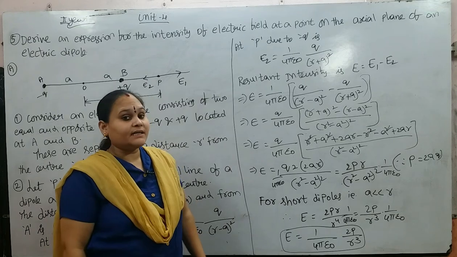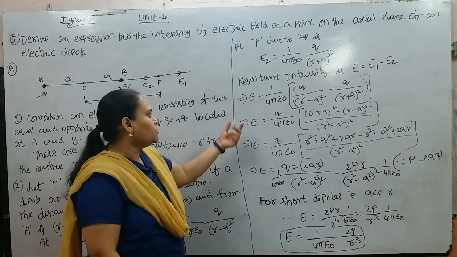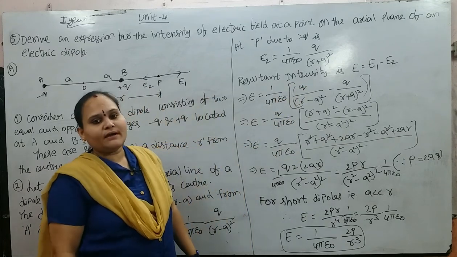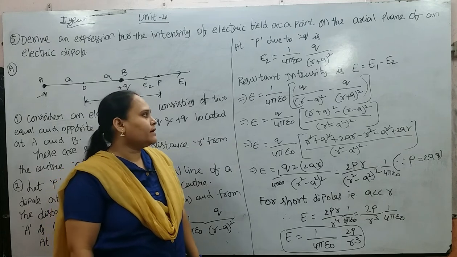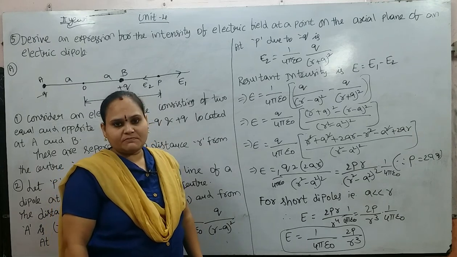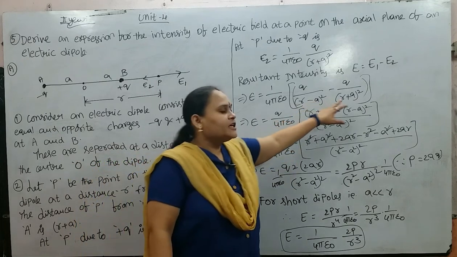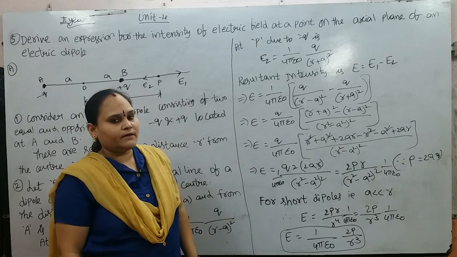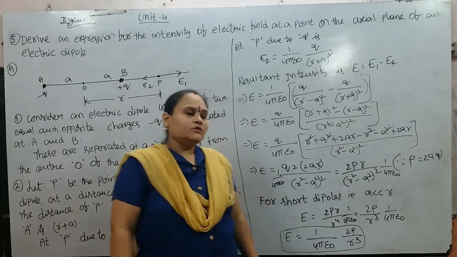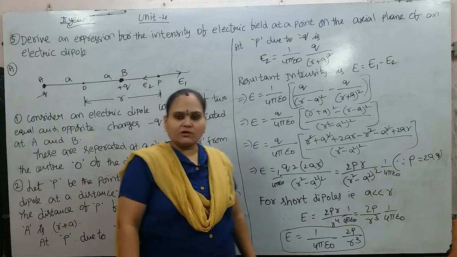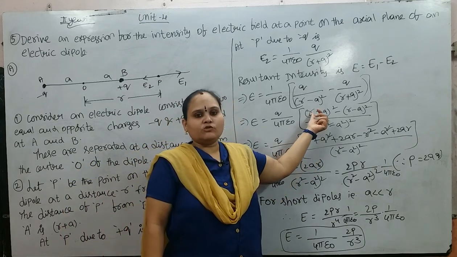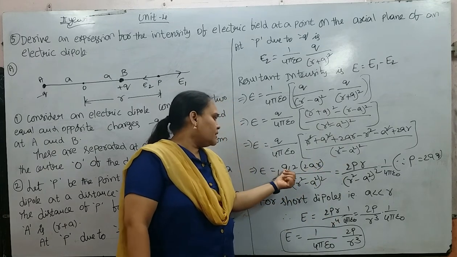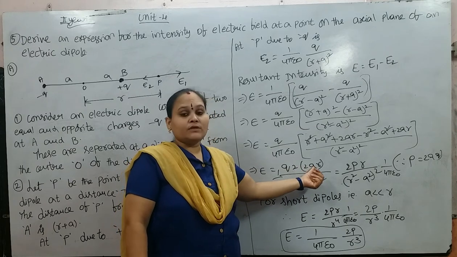Now we get the resultant intensity E equal to E1 minus E2. So E equals 1 by 4 pi epsilon naught into q by r minus a whole square minus q by r plus a whole square. So q is common. The LCM is a minus b into a plus b, which is a square minus b square. So here r minus a whole square into r plus a whole square, that is r square minus a square whole square. On further simplification, a plus b whole square minus a minus b whole square gives 4ab, so here 4ar.